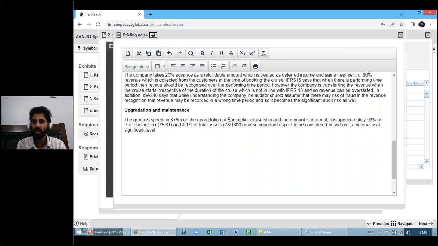So there is a potential risk. This is not a risk based on its nature, this is a risk based on its materiality level, since it is 75 million. There is a risk that the cost may not be split correctly between capital and revenue expenditure. The maintenance portion of the cost may be wrongly capitalized, so that expenses may be lower, and there is an increased chance of overstated assets and profits.